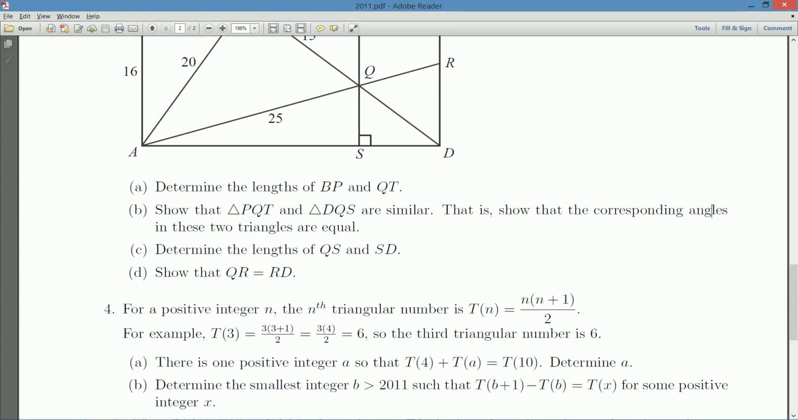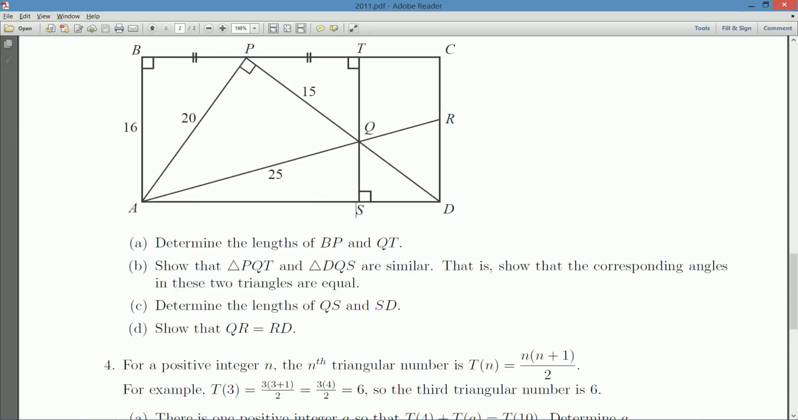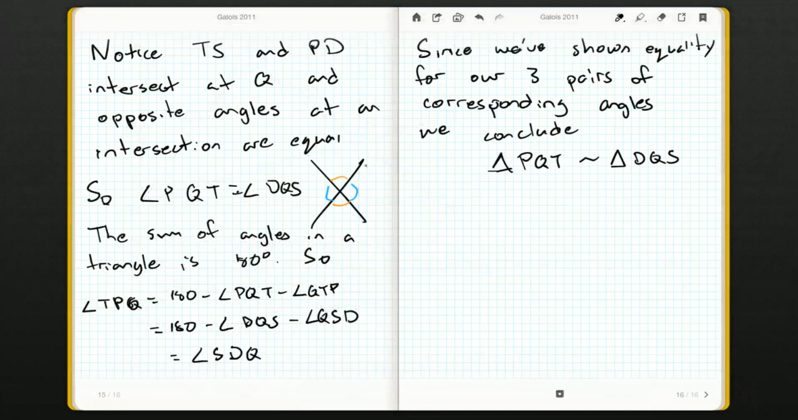Okay. So C and D, well, C, determine the lengths of QS and SD. So I'm sensing the similar triangle result that we just used will come into play. I'm also noticing that we already know what QT is, and ABTS is a rectangle. So that means ST should be 16, and we already know that TQ takes up a certain chunk of that 16. QS has got to be the rest. So I'll write that right now.